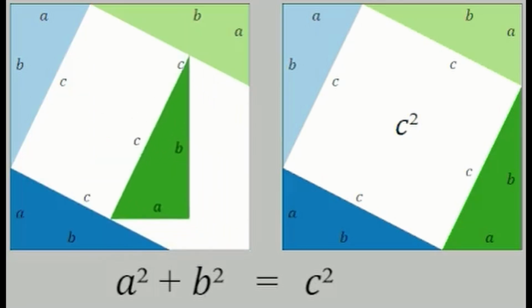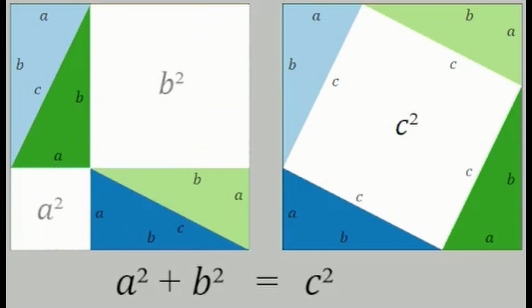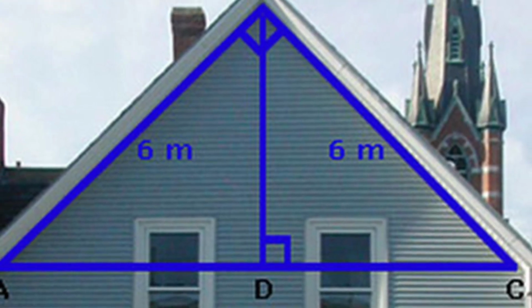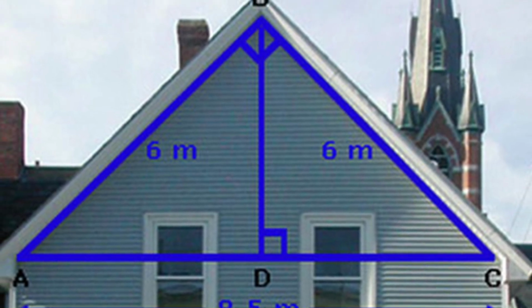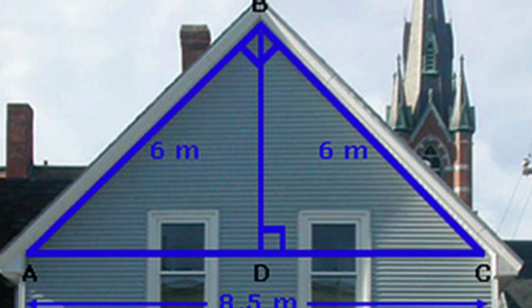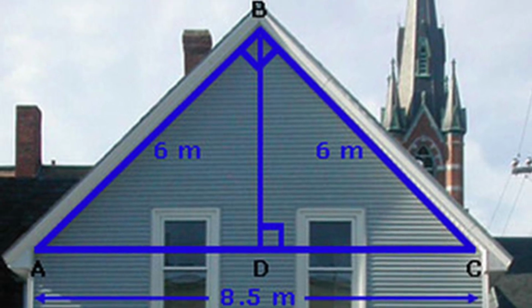Practical applications. The Pythagorean theorem has many practical applications, especially in fields like architecture, engineering, and physics. For example, if you're building a roof for a house, you need to know the length of the diagonal to make sure it fits properly. The Pythagorean theorem can help you calculate the diagonal length based on the width and height of the roof.